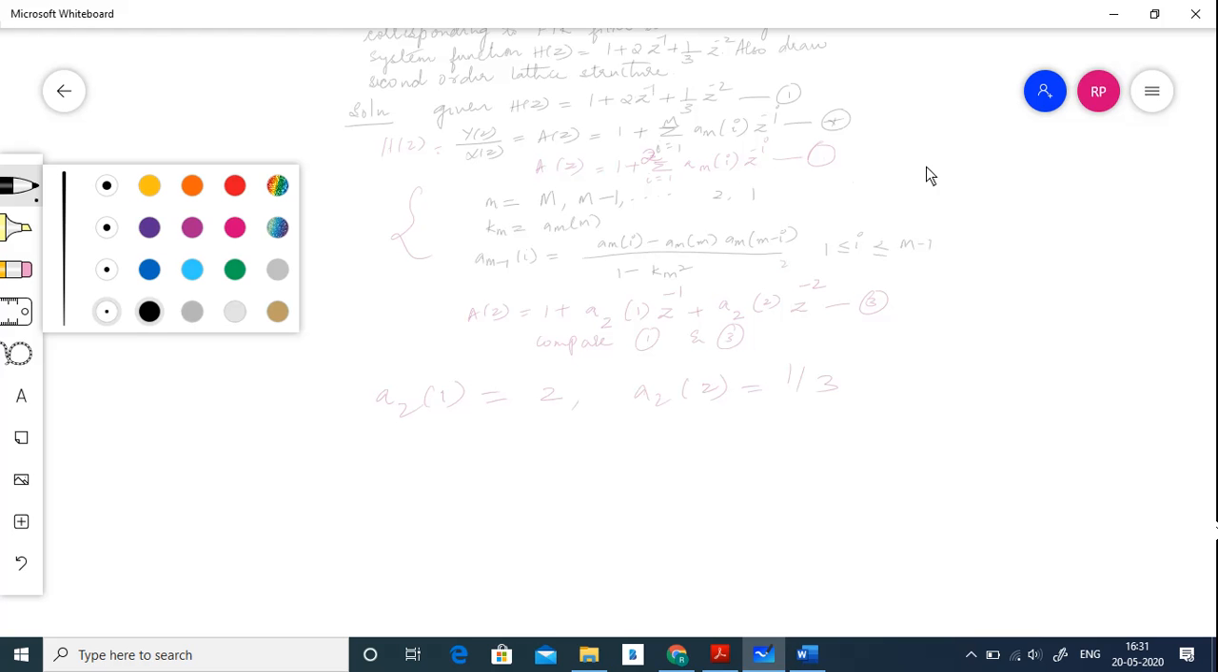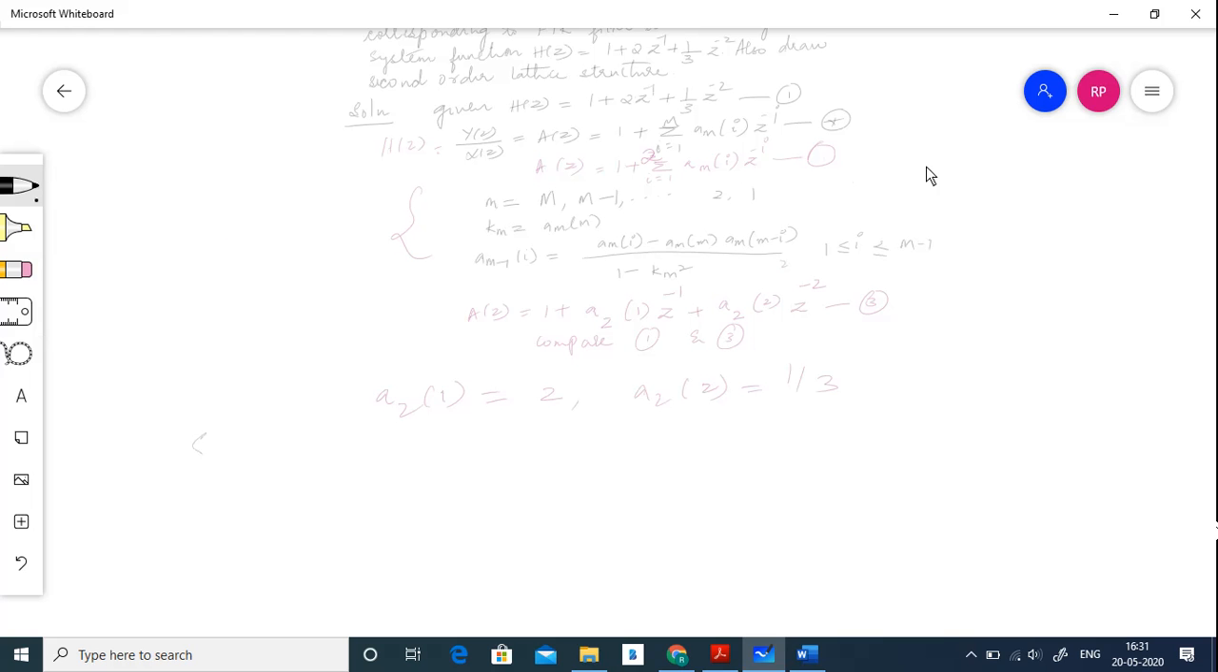Now since order is equal to 2, if I use this particular equation, then small m will take two values. They are m is equal to 2 and m is equal to 1.